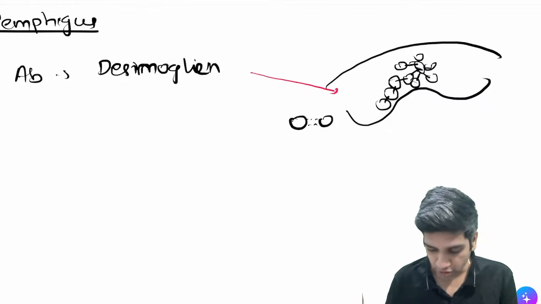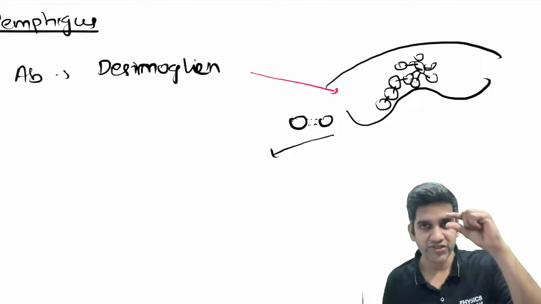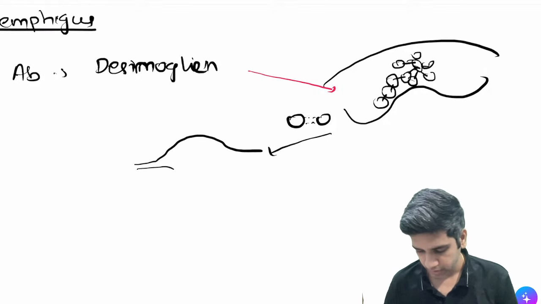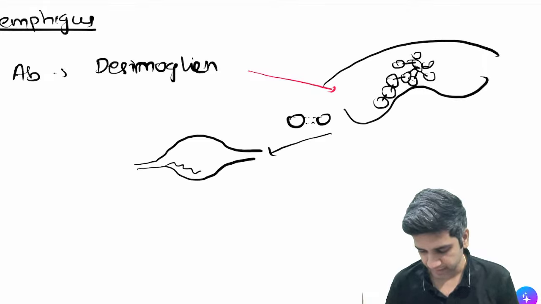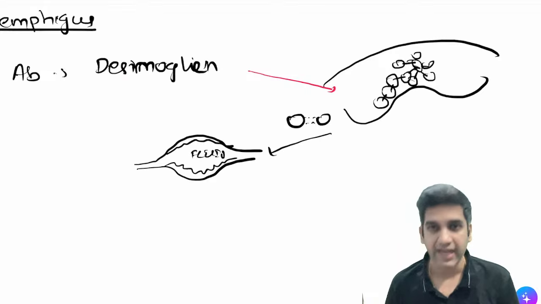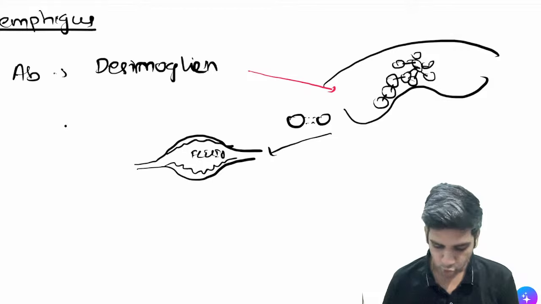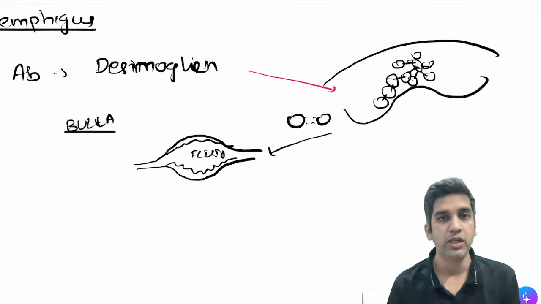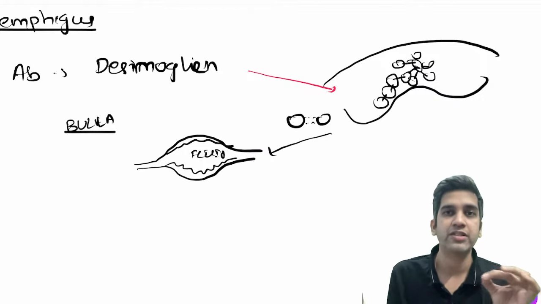The moment it is lost, my skin, which was a single lining, will now separate. It'll separate like this. A little bit of skin is below, a little bit of skin is above, and here I have fluid. This fluid, I call it a bulla. You will read about the term very often when you go to dermatology. We use the term bullous disorders of skin.